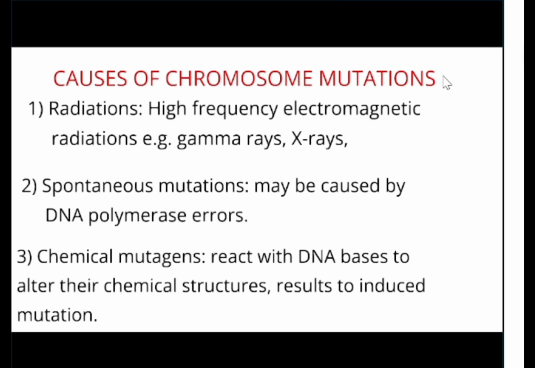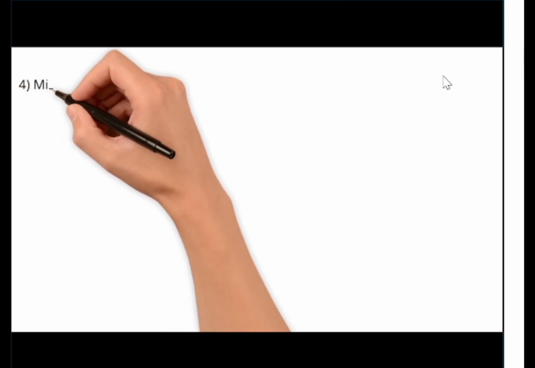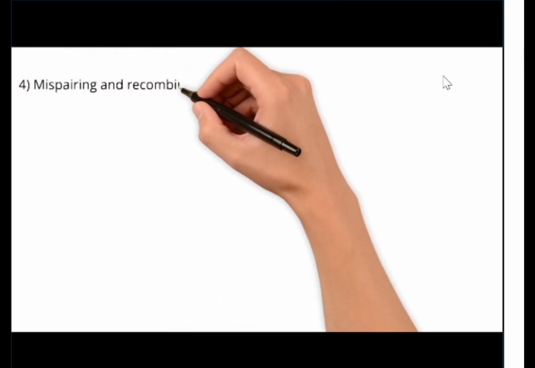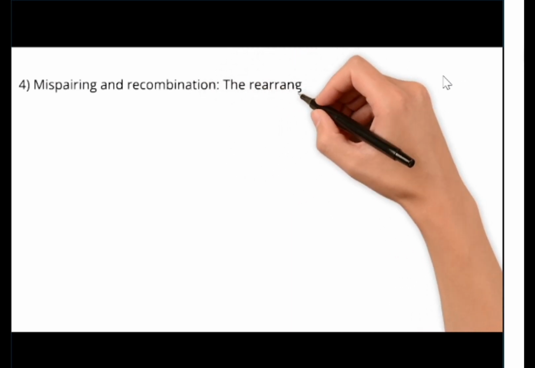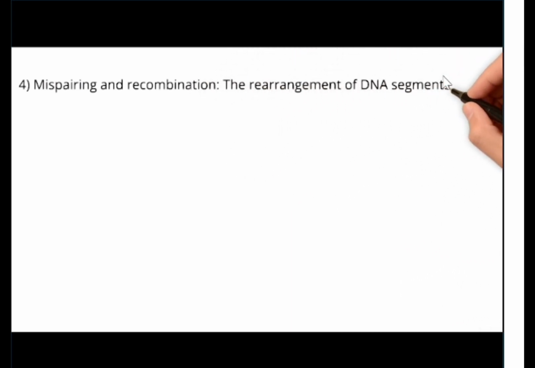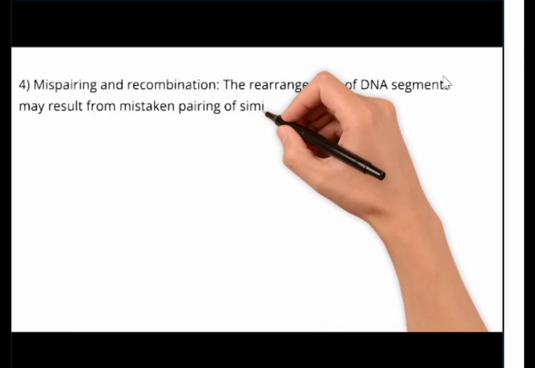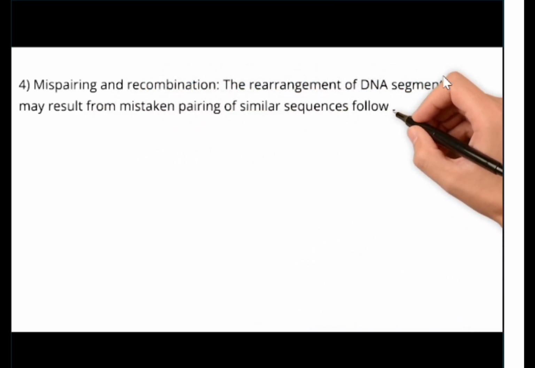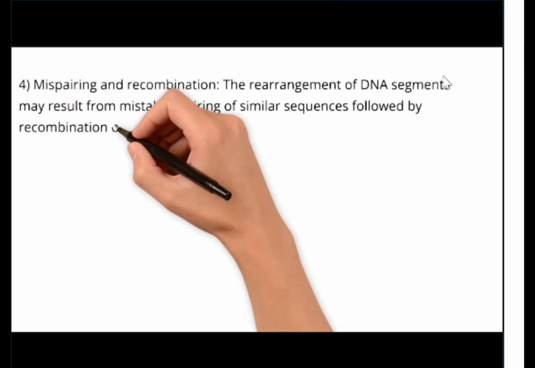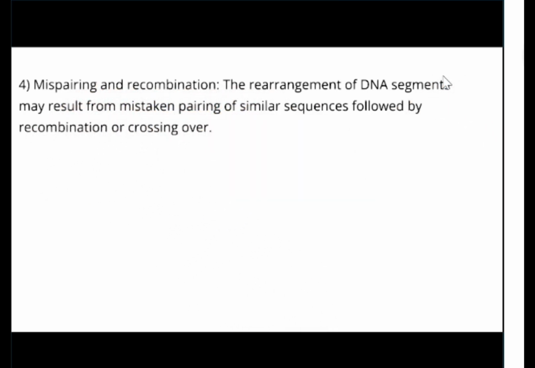Another cause of chromosome mutation is mispairing and recombination. Mispairing and recombination is the rearrangement of DNA segments which results from mistaken pairing of similar sequences followed by recombination or crossing over. So these four are the causes of chromosome mutation. All right, radiation, chemical mutagens, mispairing, and also mutation can be spontaneous.